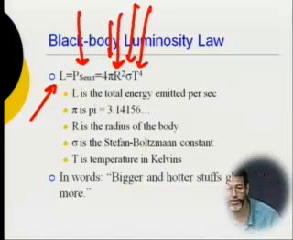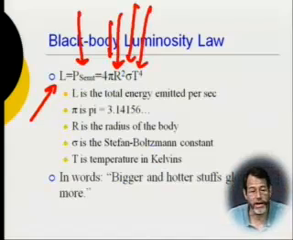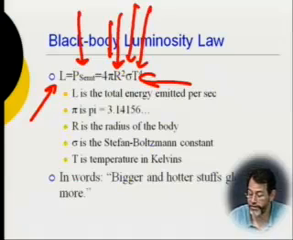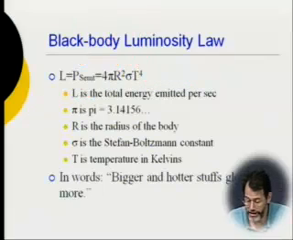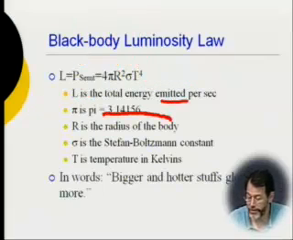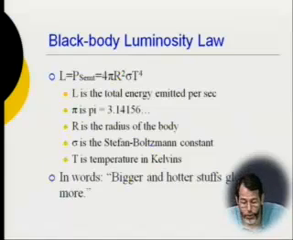So this looks like a lot of mumbo-jumbo at first, but it tells you something very directly. It says two things, one of which you already know. The hotter it is, the brighter it is, the more it glows. And this other thing says, also, the bigger it is, the brighter it is. And these two things work together. Pi is the same number that we all know, at least mostly several digits. So in other words, the black body luminosity law is: bigger and hotter stuff glows more. Now, why is this different from the other one, that hotter stuff glows more?